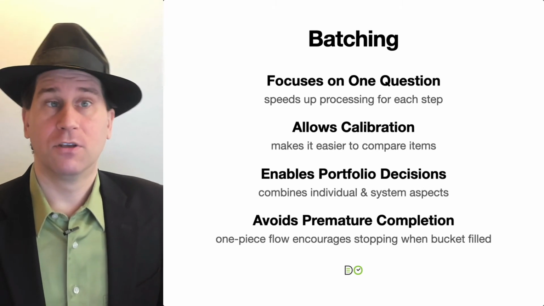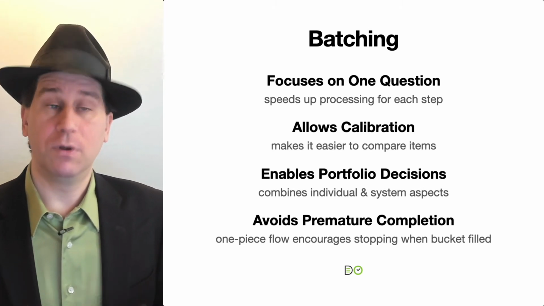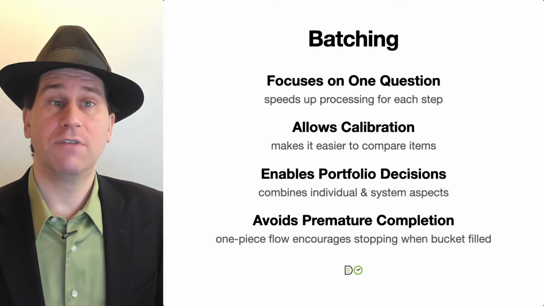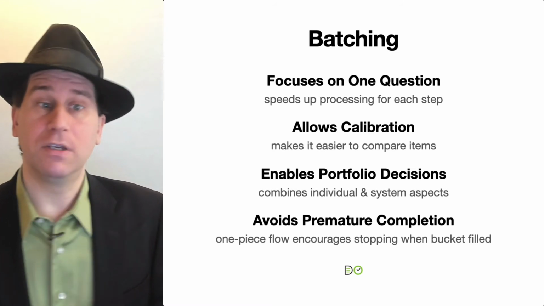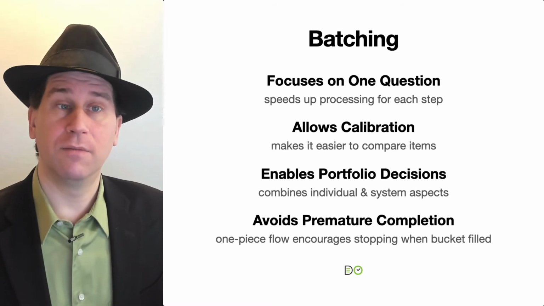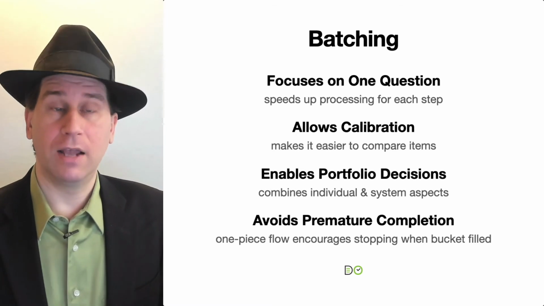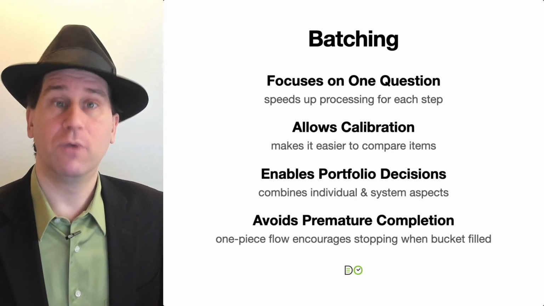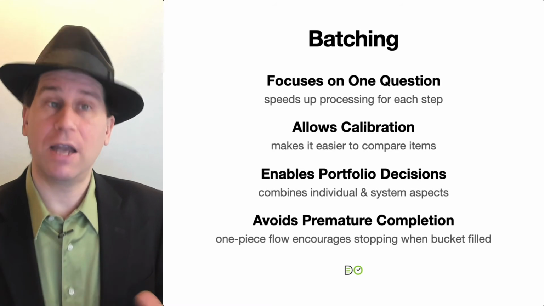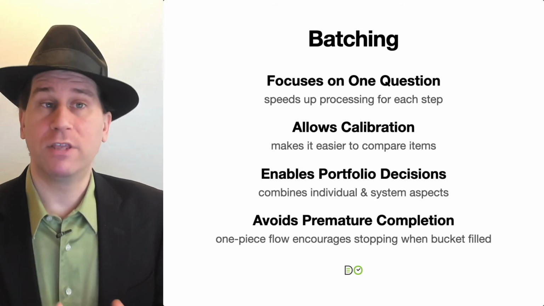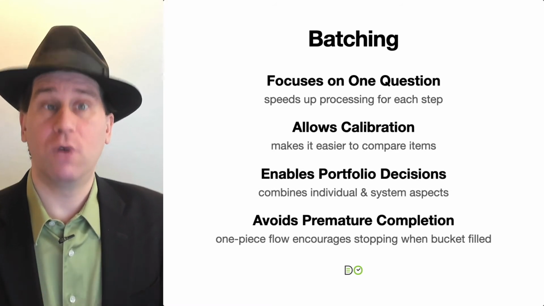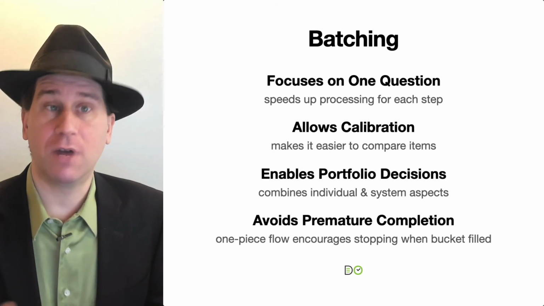Batching. So another key part of building this process is that you notice everything is batched. We're not using the one-piece flow where we take an item, we commit to it, we allocate it, we schedule it, we take another item, we commit to it, we allocate it, we schedule it. We're batching everything together. And what this allows us to do is focus on one question at a time. This speeds up processing for the step.